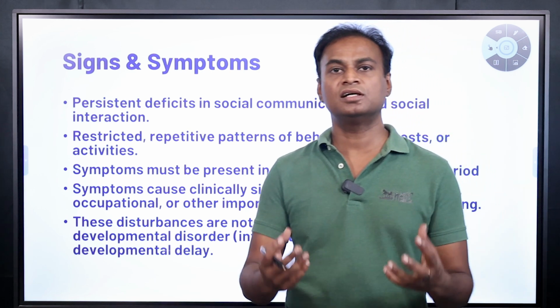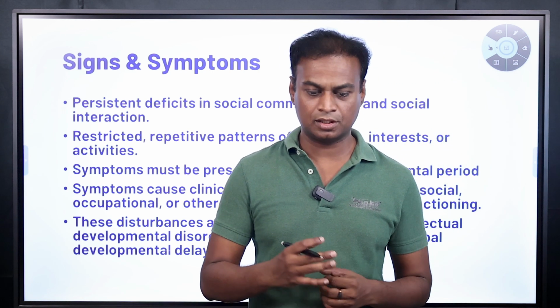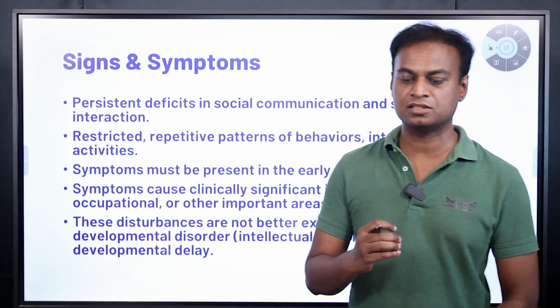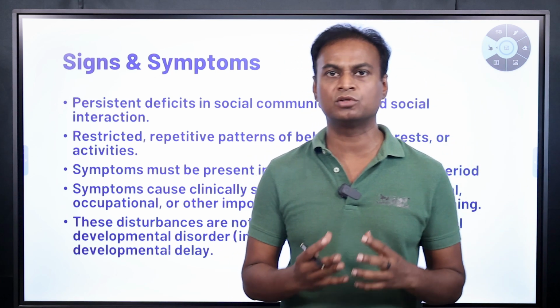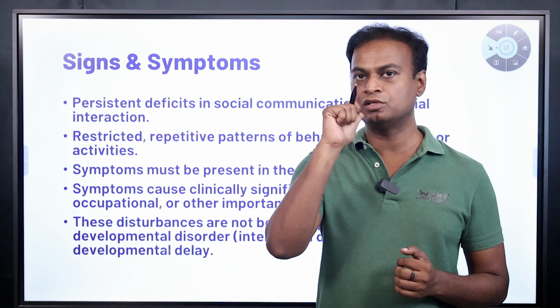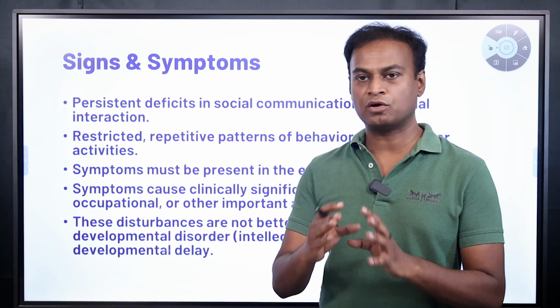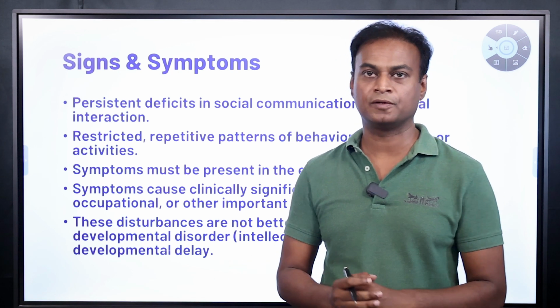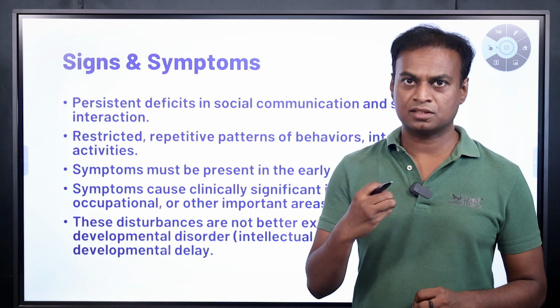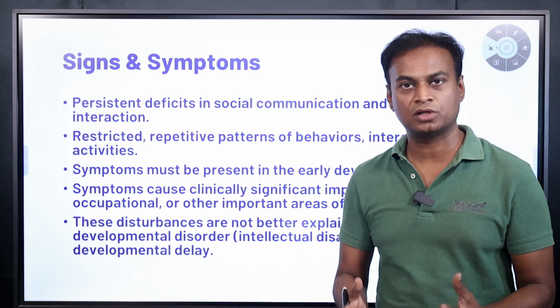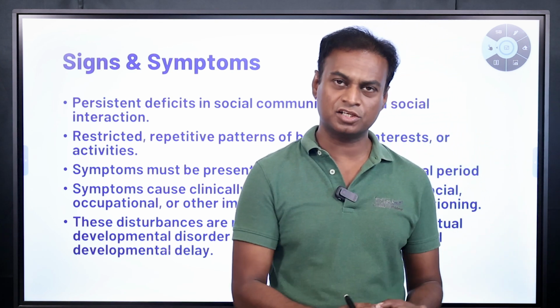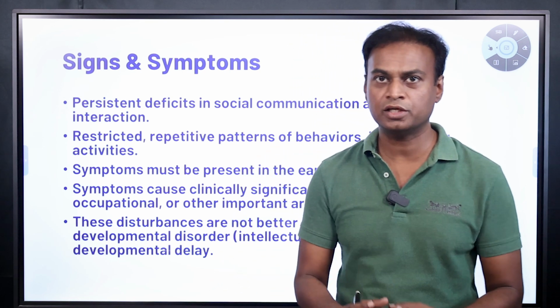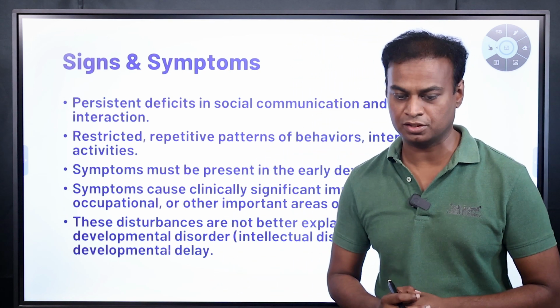Sometimes they will have difficulties in understanding and using gestures. For example, if you need water, kids will show like that, or they will point towards a water bottle. And also, if the mother asks, do you want water, they are not able to understand it. They are not able to understand the gestures, and they are not able to show the gestures. This is the problem with autistic kids.